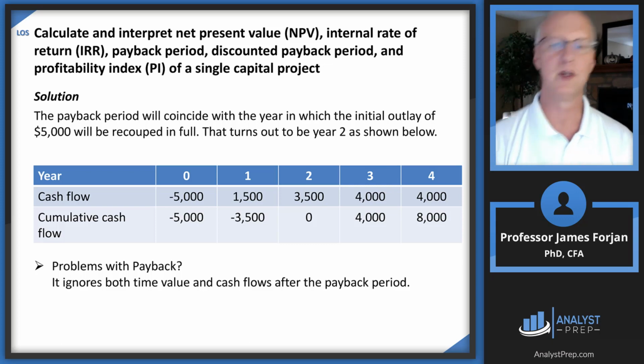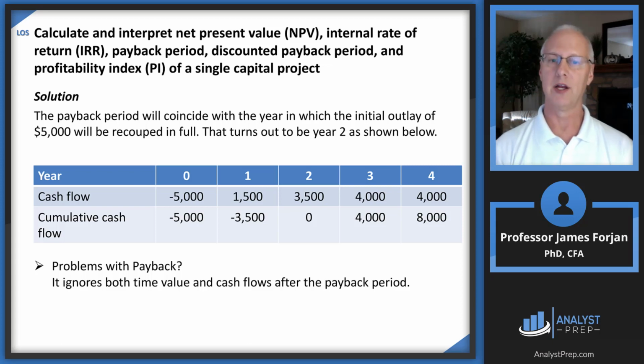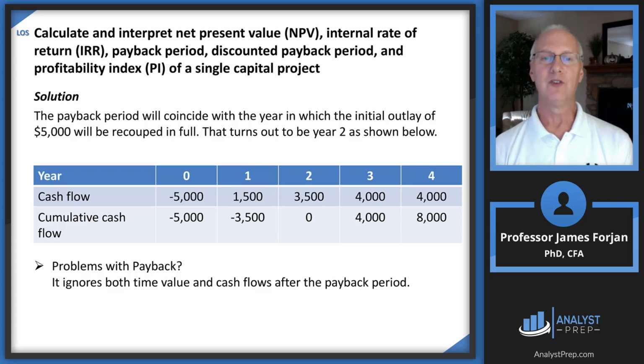We're out 5,000 initially. So in the first year, we get back 1,500. So we're still 3,500 away from recovering our initial $5,000, right? So in year 2, we get back that 3,500, and so our cumulative cash flow is 0. So there's our payback period of time period 2.